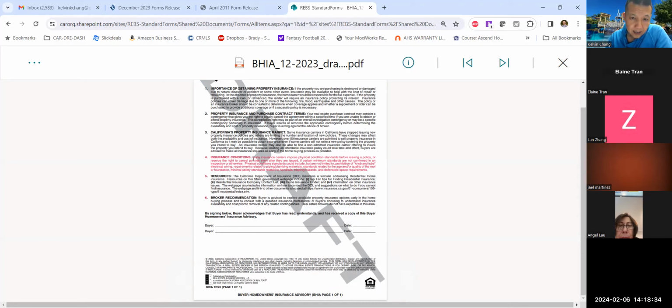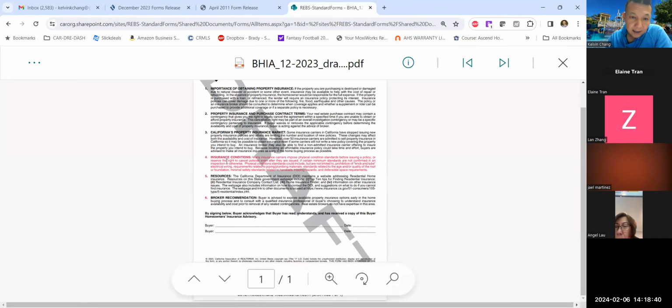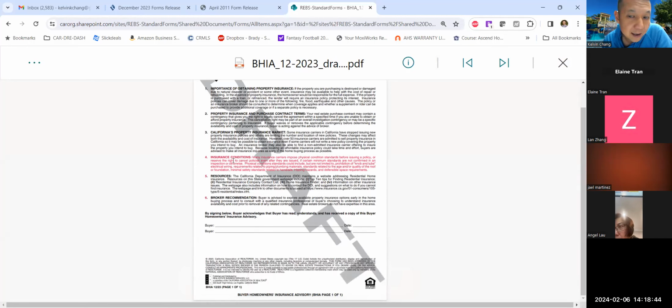So the language here: there are conditions before issuing a policy. The insurance carriers have the right to cancel even after they issue a policy. Like they can give you a quote and then suddenly two, three months later, they discover the maps have changed from California, Cal Fire, and now this property is in a fire zone.